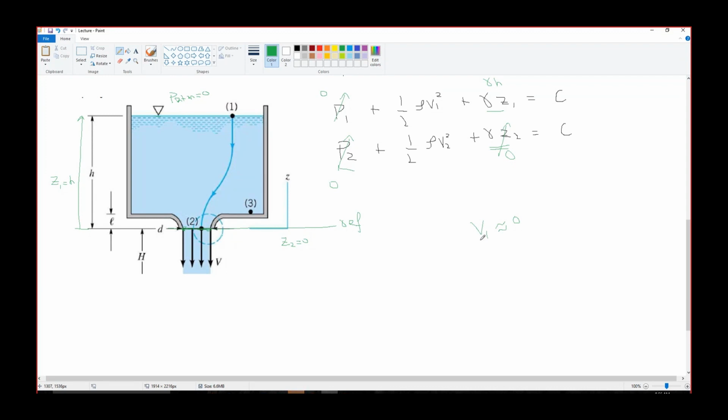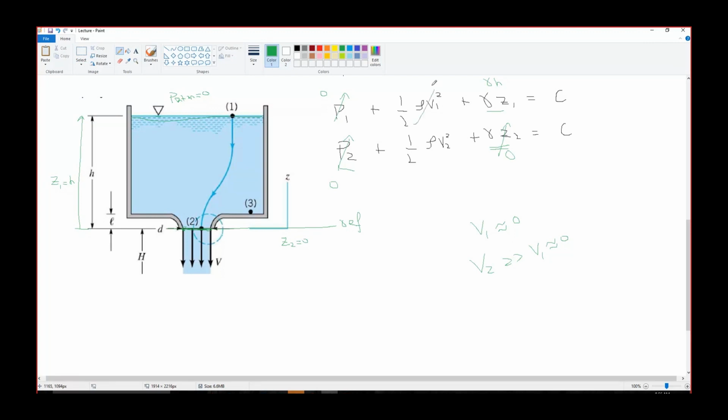So V1 is approximately equal to 0. Why? Because considering the area A1, this area, as compared to the area of the hole, at point 2 the velocity would be much greater than the velocity at point 1. That is, V2 would be very large as compared to V1. So we can approximate V1 to 0 because its effect would be negligible. Its contribution in the pressure equation would be negligible. Clear?